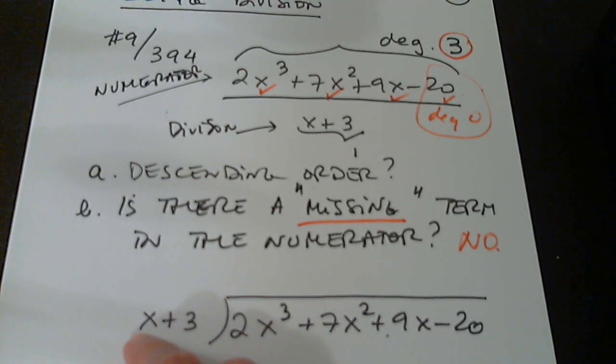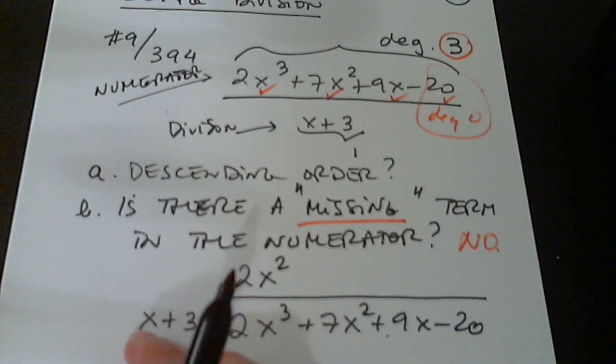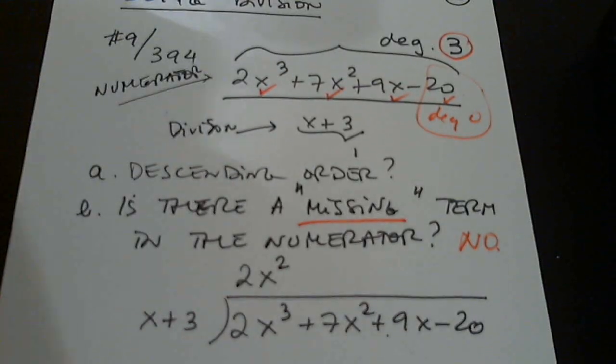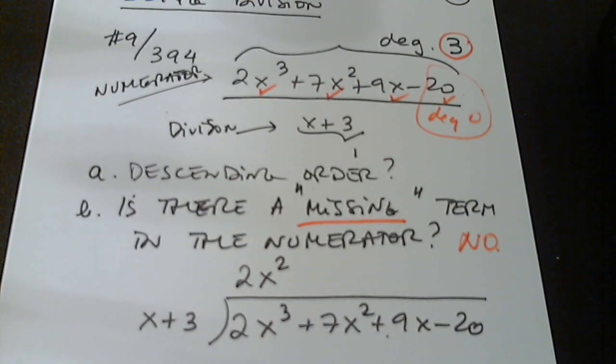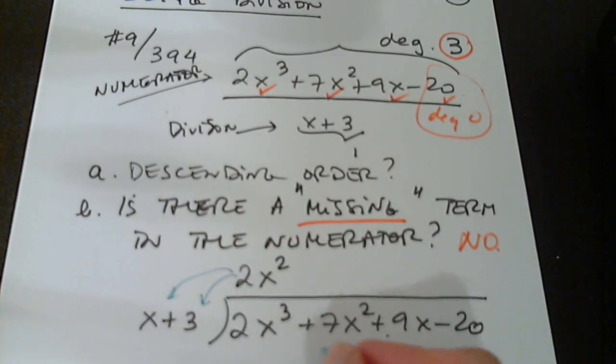x is multiplied by what term to get 2x cubed? So the answer is 2x squared, because 2x squared times x is 2x cubed. But here's what happens next. I have to distribute 2x squared to both terms and write below like terms.